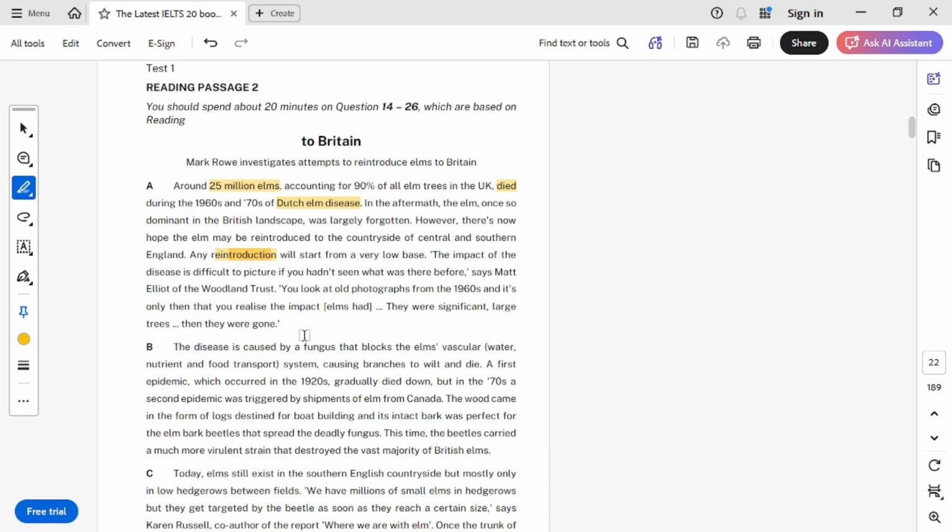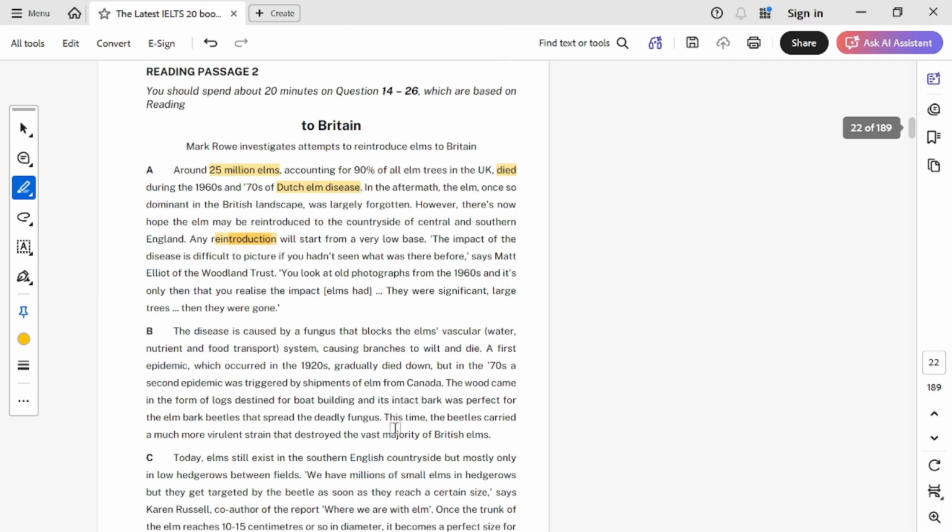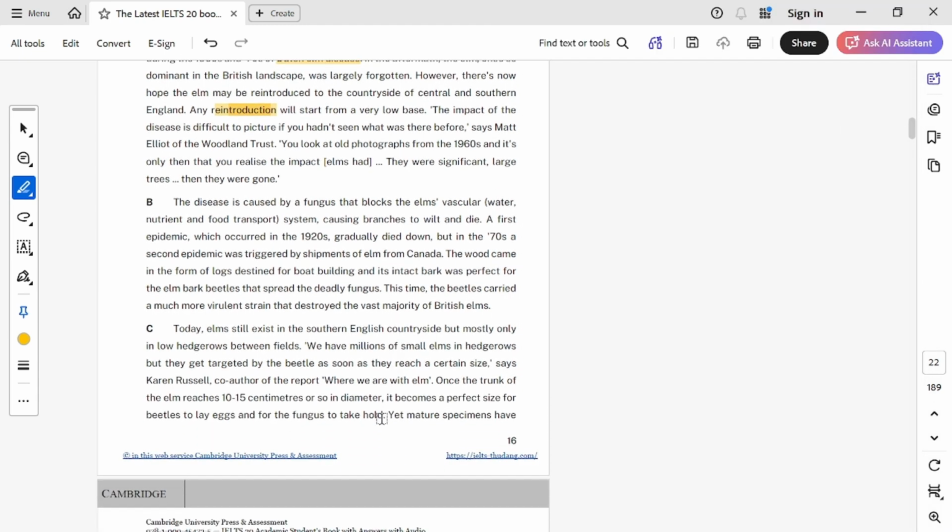Let's check question 14, the research problem. No, there is no talk about research. For 15, two different opinions? No. For 16, how the disease came to Britain? No. For 17, a location that escaped the disease, the condition? I think there is no talk of that. Number 18, when young trees become vulnerable? No. So this paragraph does not give any information we need. Let's move to paragraph B.